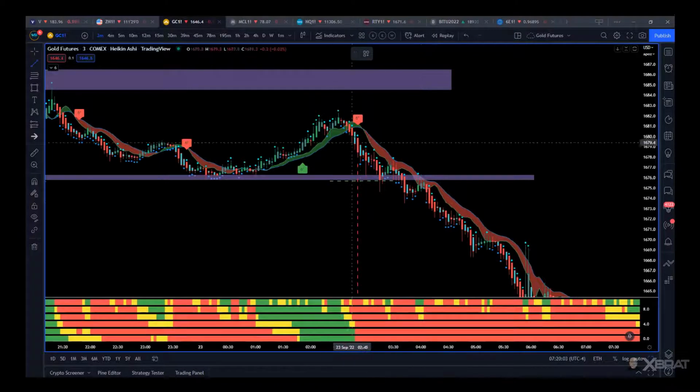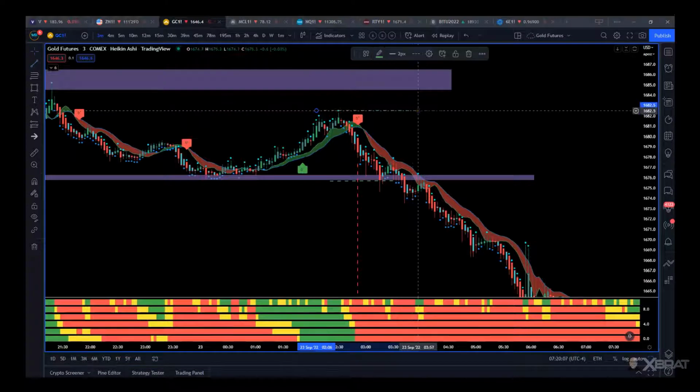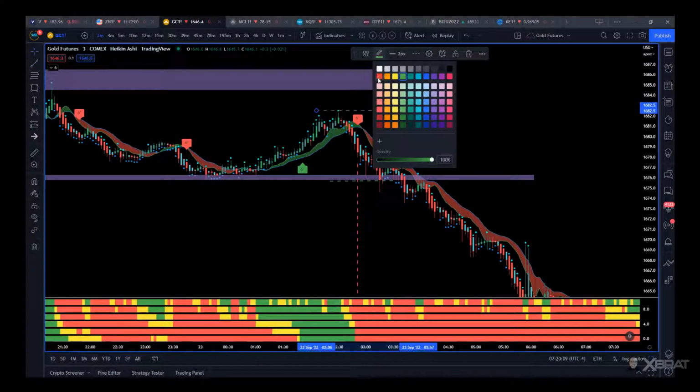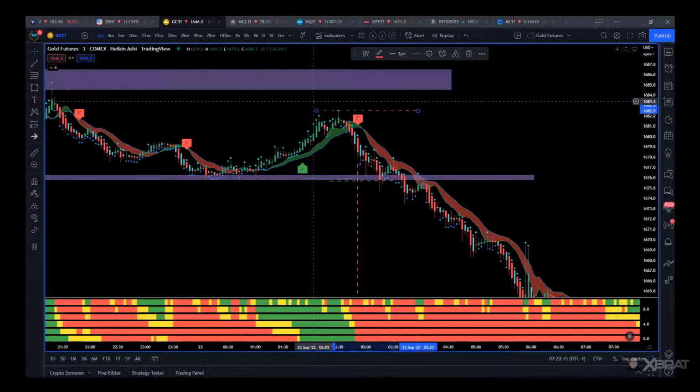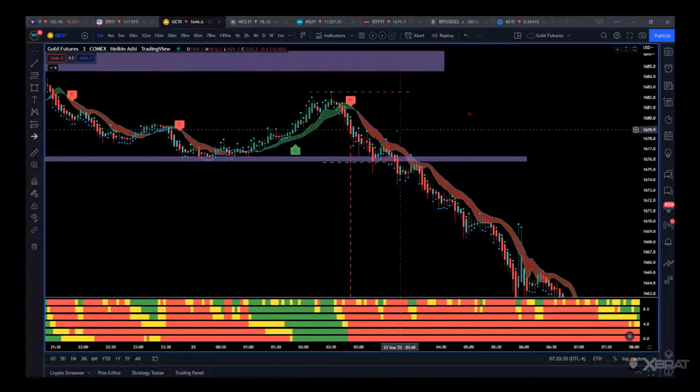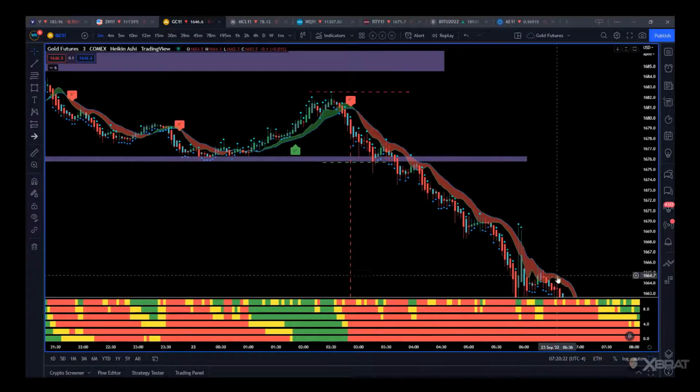Now the stop for this type of trade usually is above the pivot at this point here before the signal candle. You can go tight just above the signal candle if you wish, but what we're looking for is a longer term run on this. Okay, so we get the entry at this point.